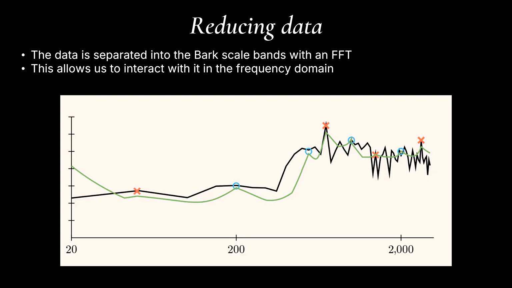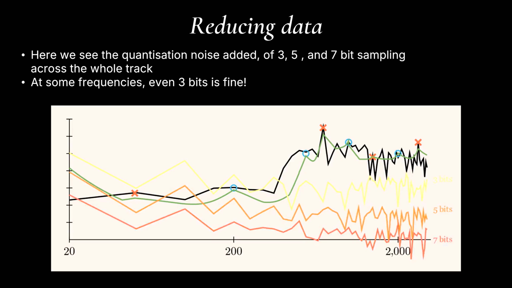And then we can basically overlay what it would be like if we resampled the whole track in various bit depths. So we've got 3 bits here, which is the yellow one, which is hard to see. We've got 5 bits, which gives us less noise, and we've got 7 bits, which gives us less noise again. So these curves here are the background noise, essentially.